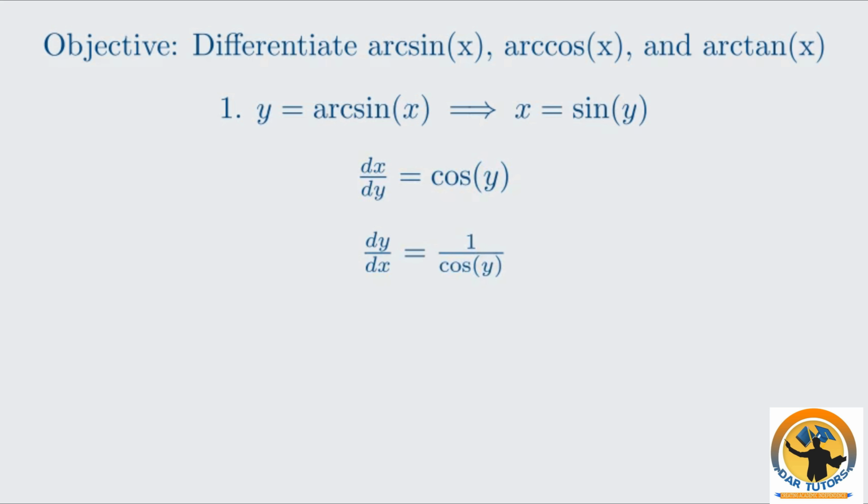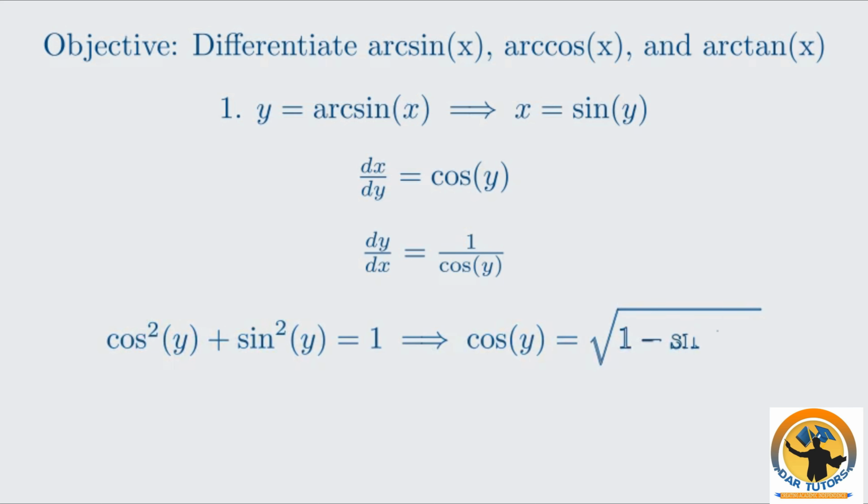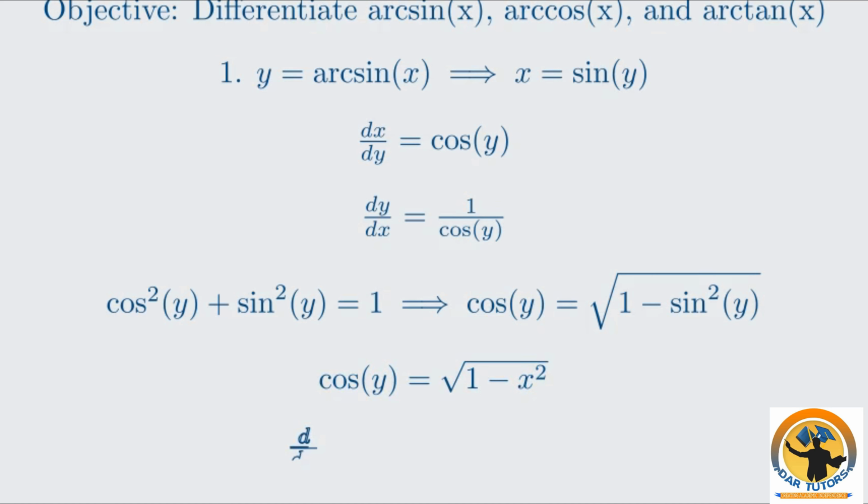We need to express this in terms of x. We can use the Pythagorean identity. We know that sin squared y plus cos squared y equals 1. Rearranging for cos y, we get cos y equals the square root of 1 minus sin squared y. Since x equals sin y, we can substitute x for sin y. This gives us cos y equals the square root of 1 minus x squared. Substituting this back into our expression for dy/dx, we find that the derivative of arcsin x is 1 over the square root of 1 minus x squared.